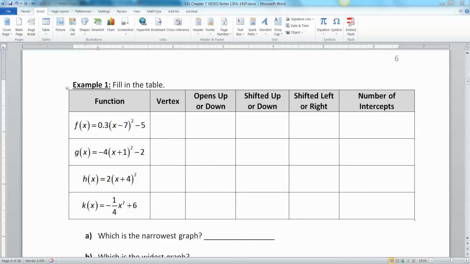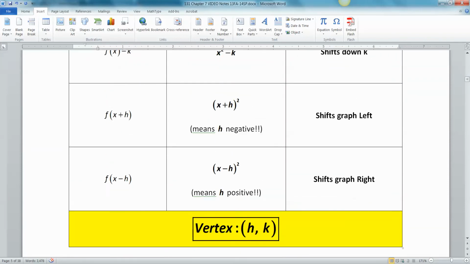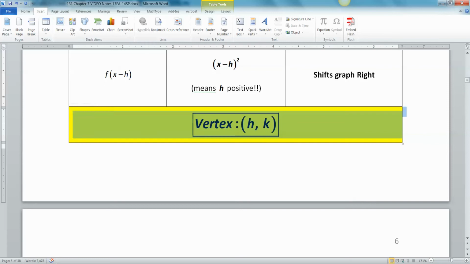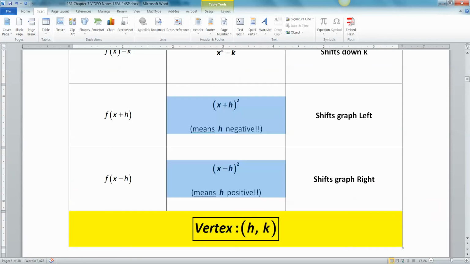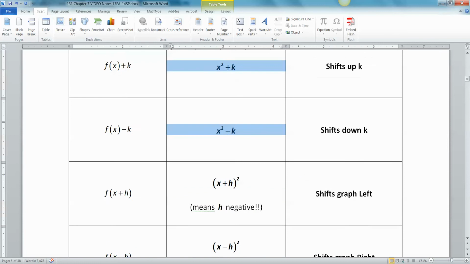So if you recall, we've learned a whole bunch of things about how A, H, and K affect the graph of a parabola. And also remember that the vertex has to be (h, k), and that H is always a little bit weird because it seems backwards. And then K works just like you expect.